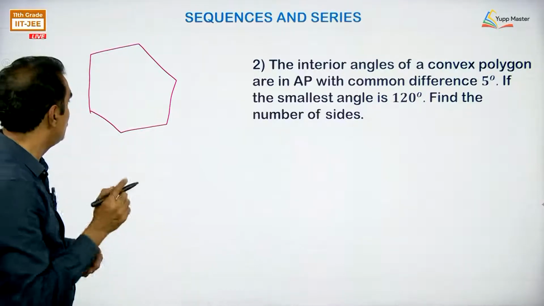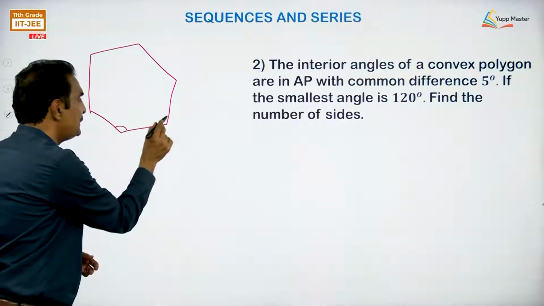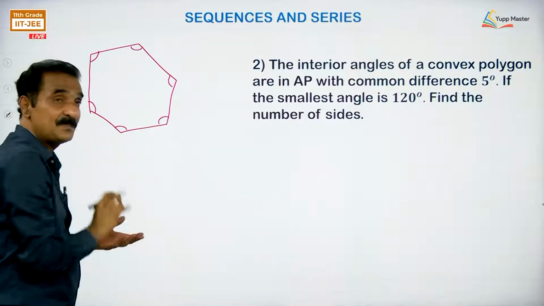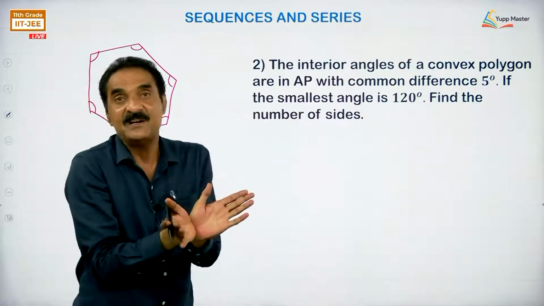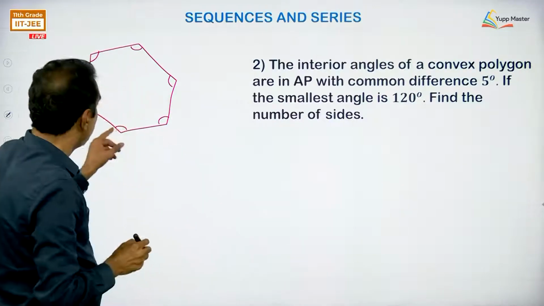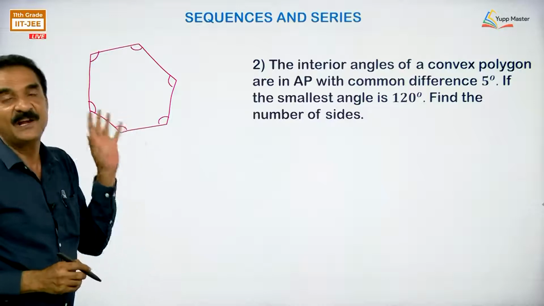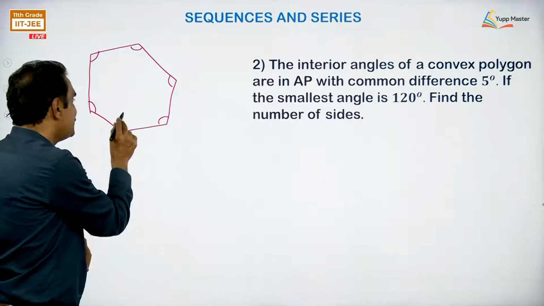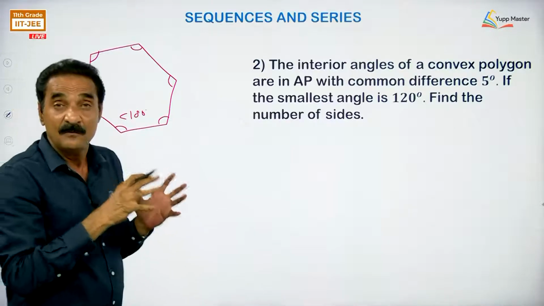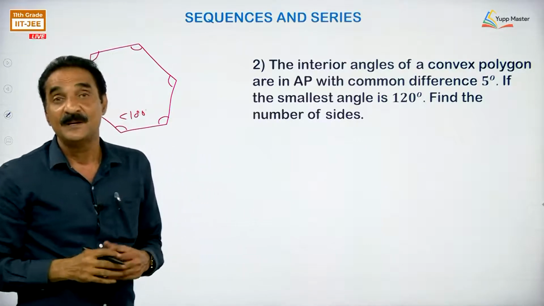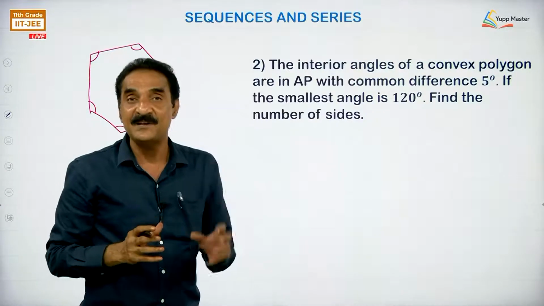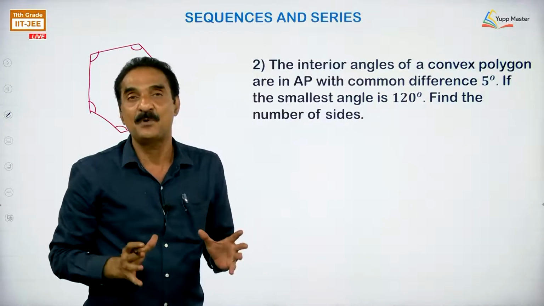Alright. Now, these angles are called interior angles. Angles between the sides which are inside the polygon. They are called interior angles. If each interior angle is less than 180 degrees, it is called convex polygon. If each interior angle of a polygon is less than 180 degrees, it is called convex polygon.